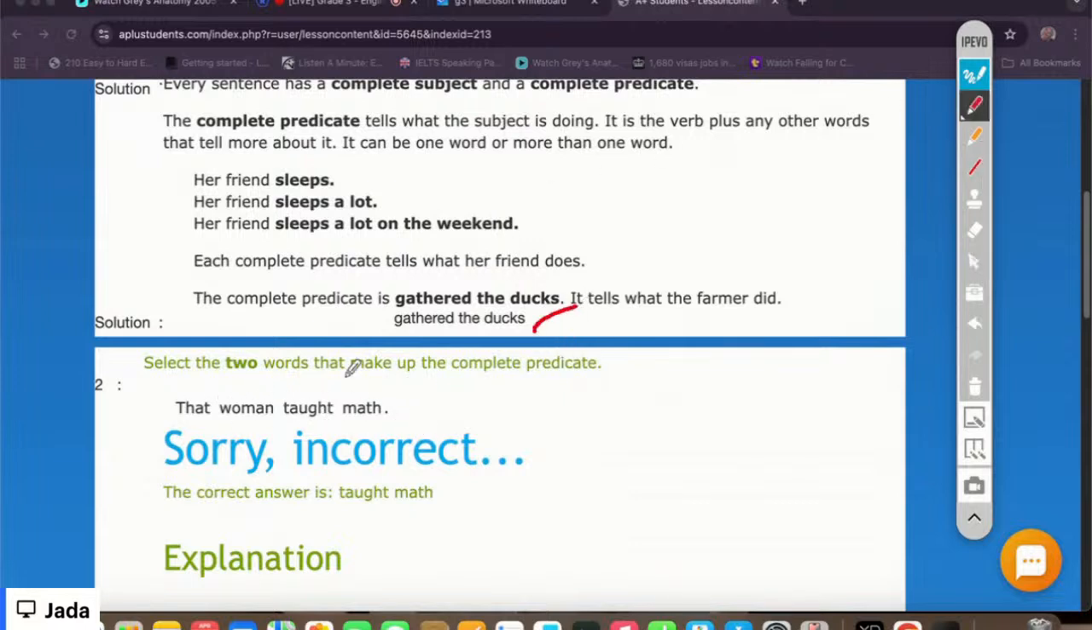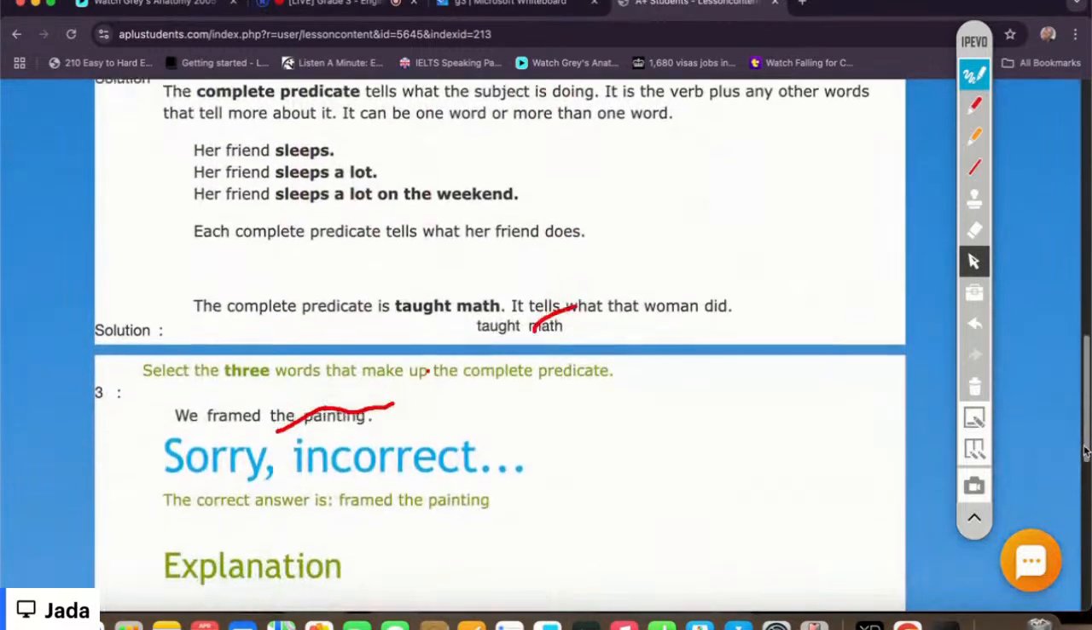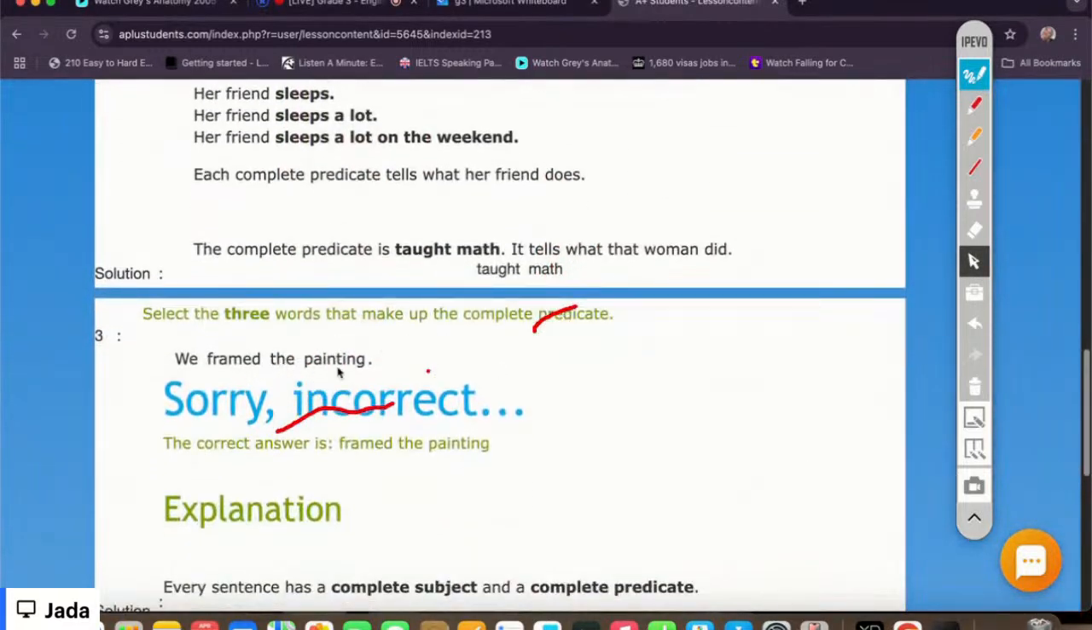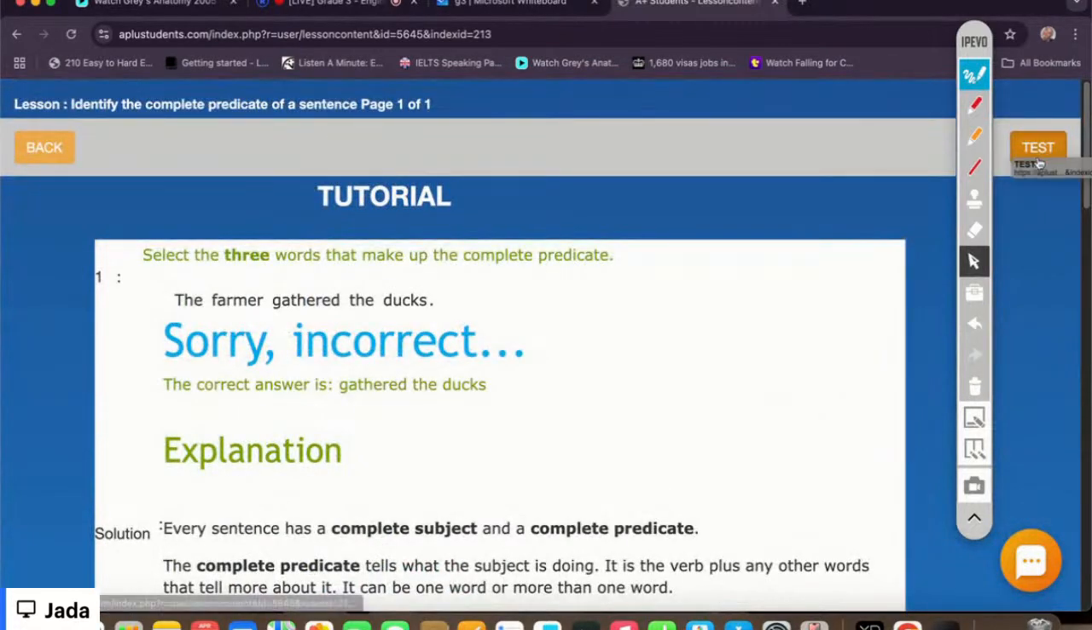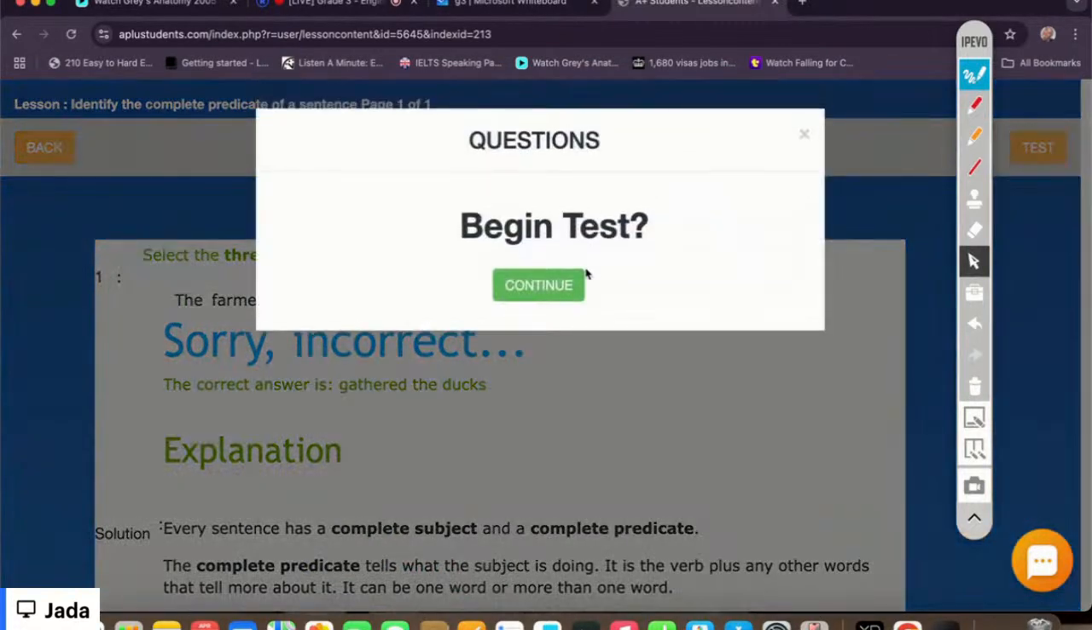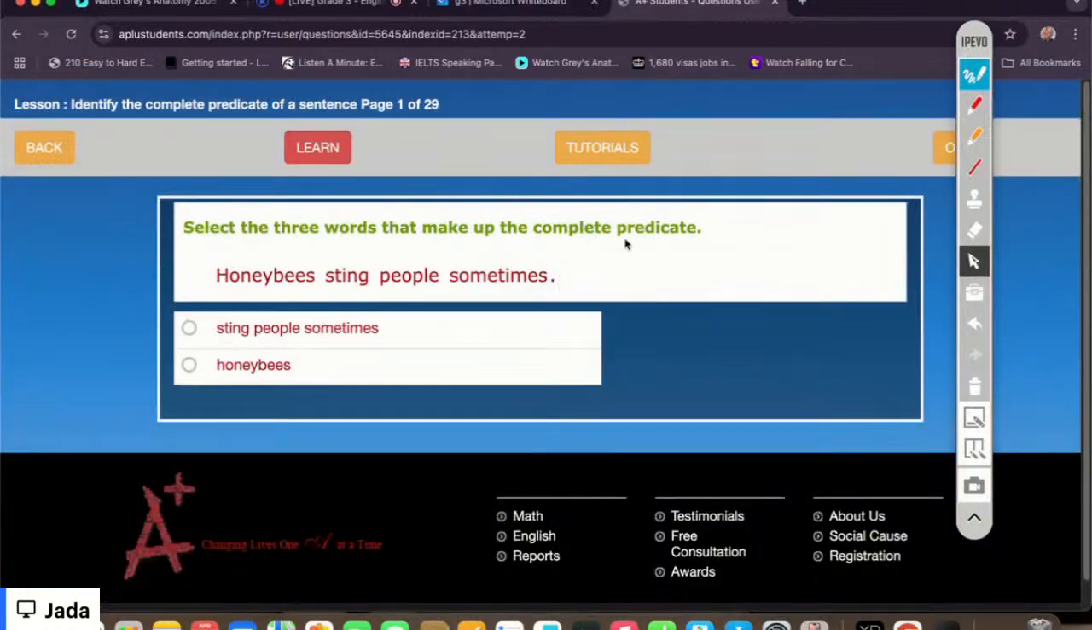The woman taught maths. Two words that make up the complete predicates. Of course, we know it's what? Taught math. Okay. We frame the picture. So it has to be from what? Frame the picture. Okay. So that's the predicate telling us what the subject is doing. So we can just move on to the test.